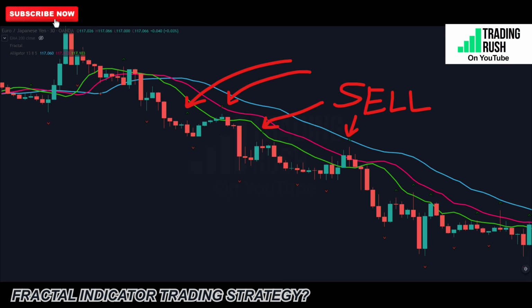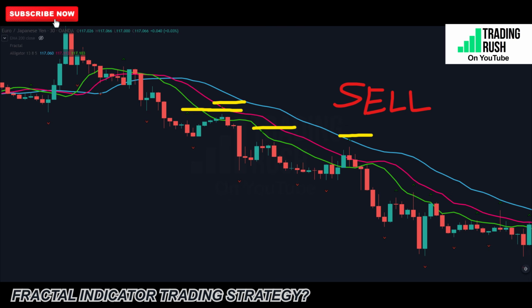And here's a short example. Price is below all the three alligator lines, so we are only looking to sell. We could have entered a short position when the fractal gave a sell signal. Our stop loss would have been above the swing high.